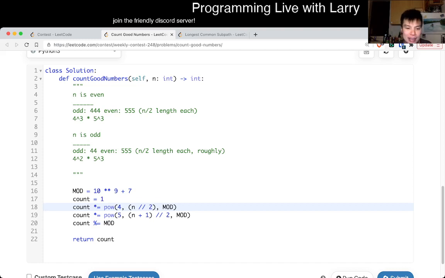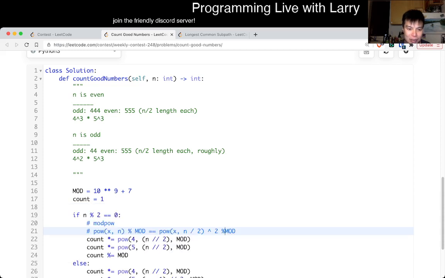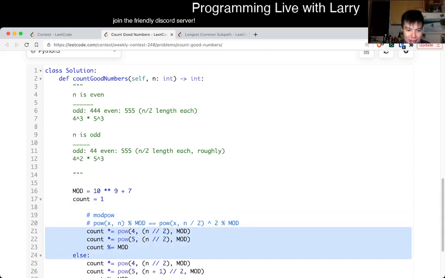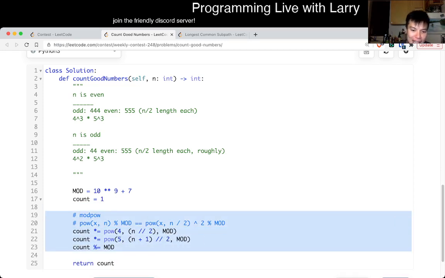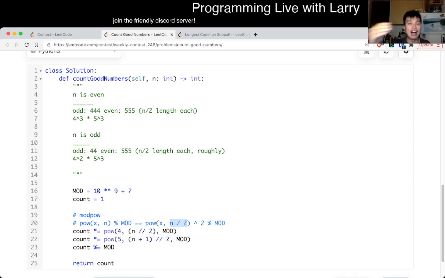The other thing is, what's the complexity, right? Well, notice what I said here. Oh, I deleted the mod pow part. So notice what I had here with the mod pow. We divide n in half every time, so it's going to take log of n to run the algorithm, right? So the time complexity is log of n.